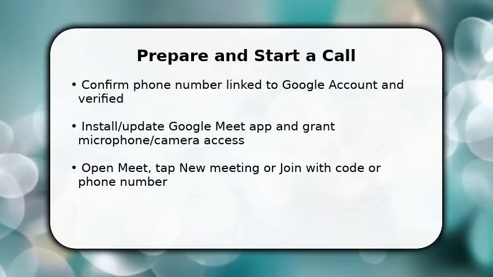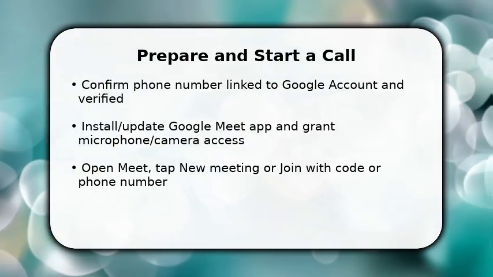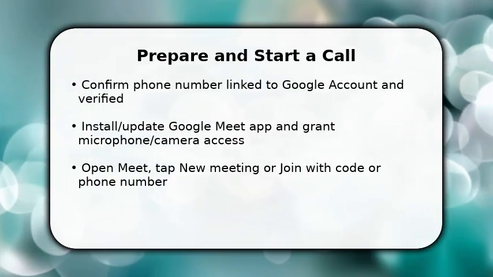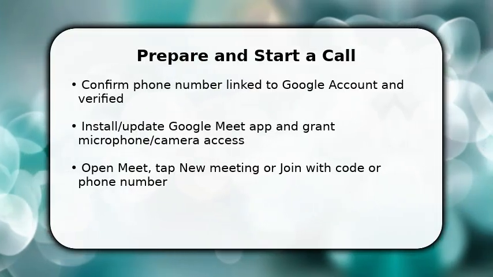You'll begin by ensuring your phone number is verified in your Google account so Meet can use it for dial-in or SMS invites. Once done, open the Google Meet app and grant microphone and camera permissions. These let you speak and be seen.